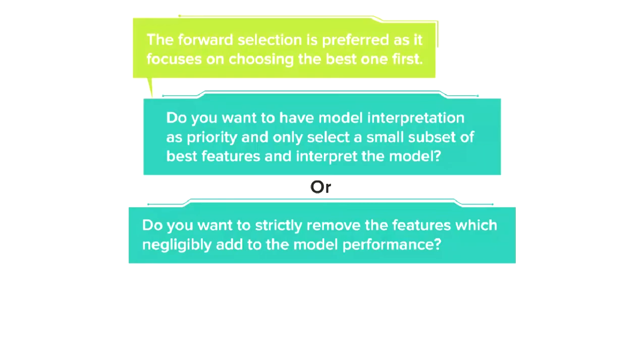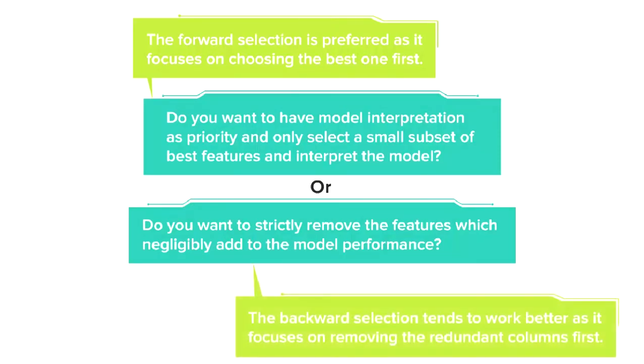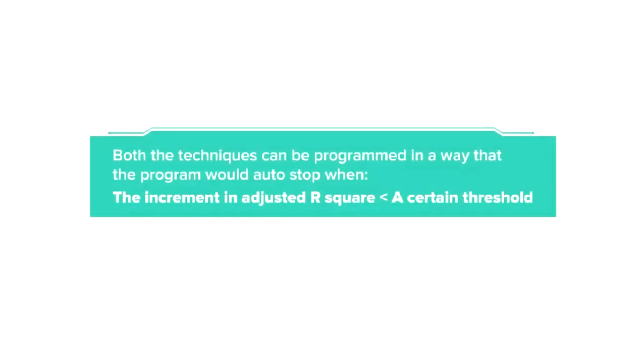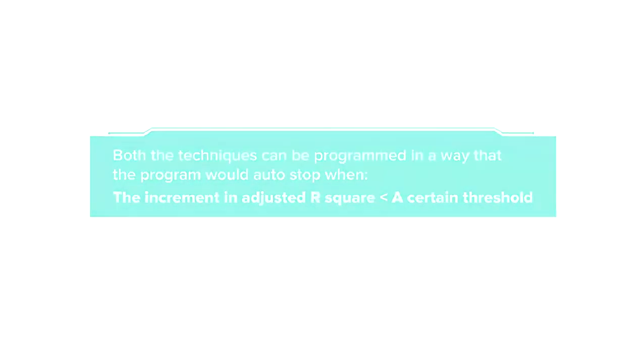In the first of these cases, we prefer forward selection as it focuses on choosing the best one first. On the contrary, backward selection tends to work better in the second case as it focuses on removing the redundant columns first. So depending on our objective, you can choose either forward selection or backward elimination. You can also program both the techniques in a way that the program would auto-stop when the increment in adjusted R-square is less than a certain threshold. Please feel free to play with the code and see what output you get.